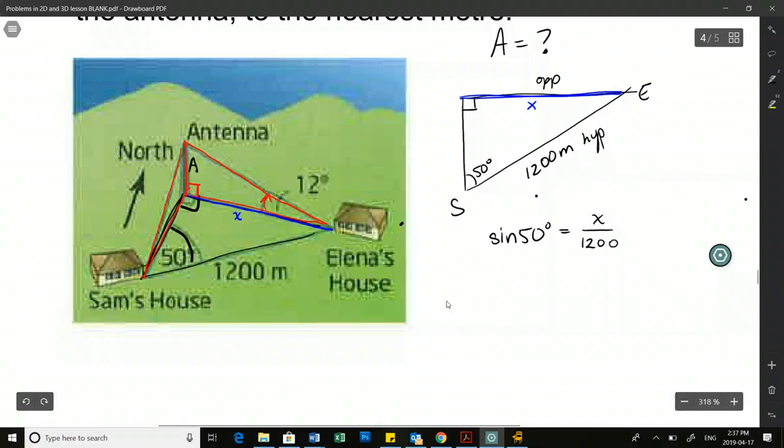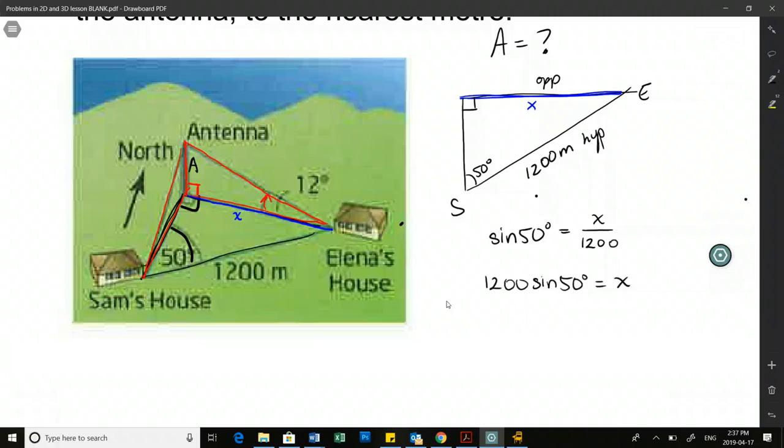Okay, so we're going to multiply the 1,200 up. Alex, yep? This is really confusing, but we're trying to find the height of the antenna. So if we had 1,200, we start with the bottom triangle, right? And then we just do 1,200 over sine 50, times sine 50. And that's going to give us this x. It gives us the connected line between those two triangles.